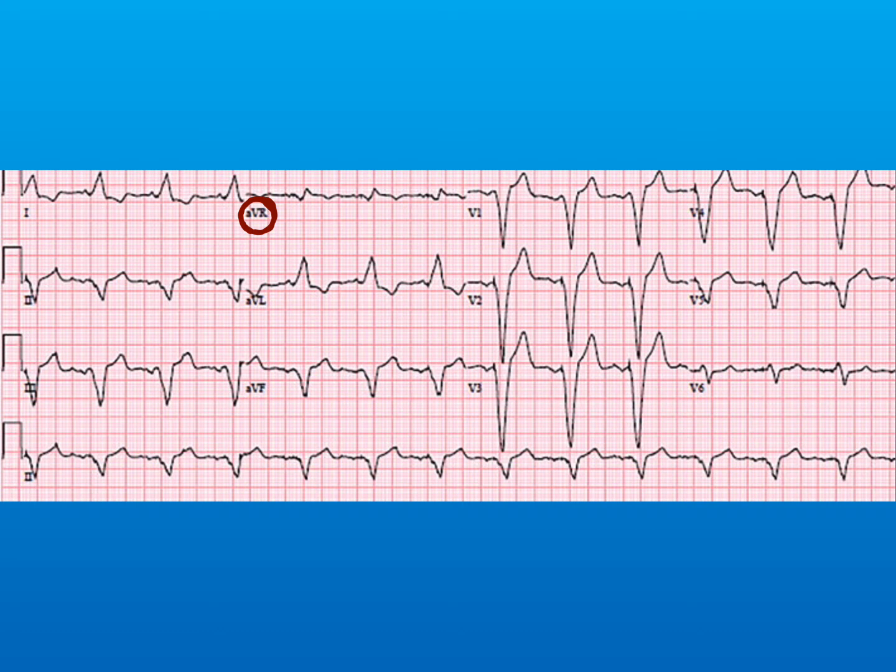But there's positive leads in lead 1 and AVL, the high lateral leads, so the axis is going to be in this general direction. Here we have an axis of -60, so there's left axis deviation.